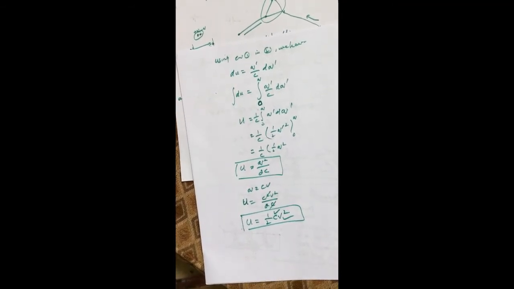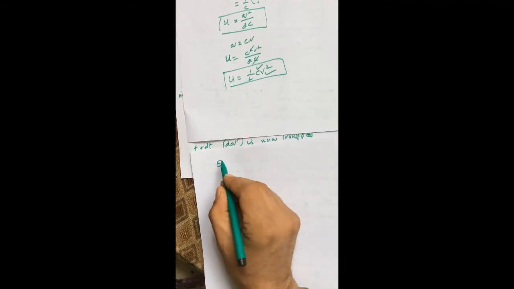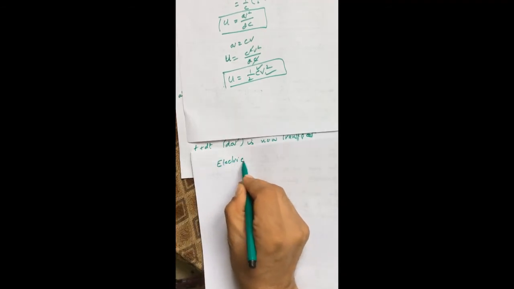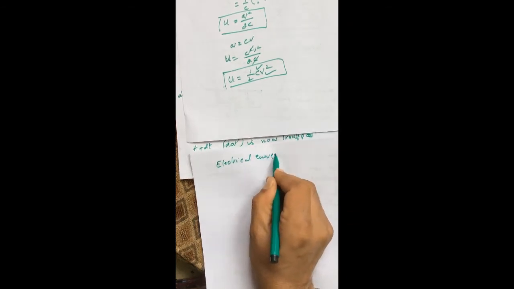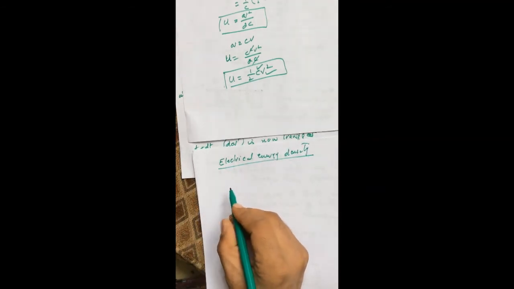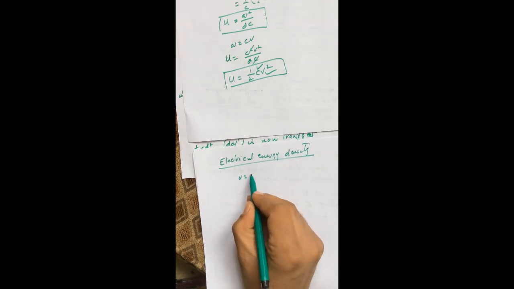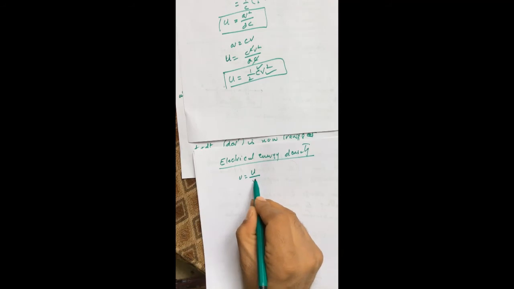Now next we have to calculate the electrical energy density. We can define electrical energy density, which I represent by this small u, which is equal to electrical energy per unit volume.